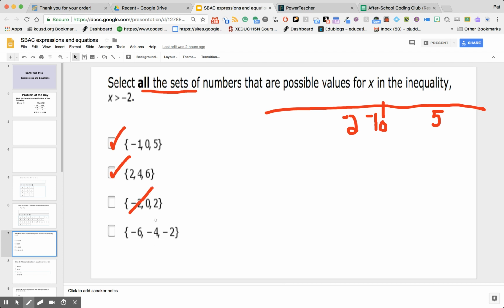So now I'm going to look at my last set. -6. Well, -6 would be here. -6 is to the left of -2. -6 is greater than -2. No, it's not. -4 is greater than -2. Well, no, -4 is to the left of -2. So that's not correct. -2 is greater than -2. No, they're the same. So that set is not correct. So your only two that are correct choices are your first and your second set.